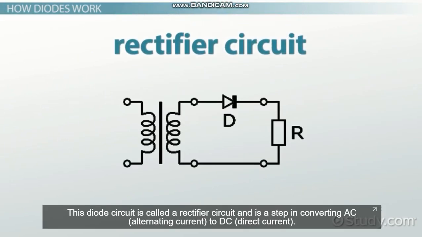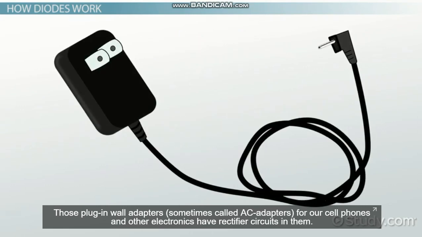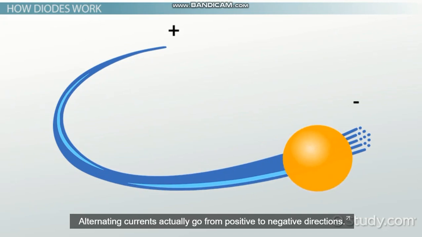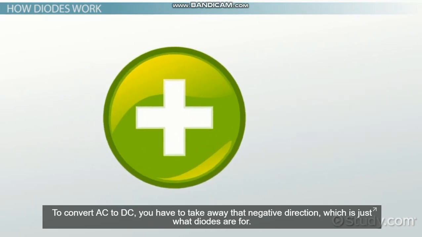This diode circuit is called a rectifier circuit and is a step in converting AC, alternating current, to DC, direct current. Those plug-in wall adapters, sometimes called AC adapters, for our cell phones and other electronics, have rectifier circuits in them. Alternating currents actually go from positive to negative directions. Direct currents, though, need to be in one single direction. To convert AC to DC, you have to take away that negative direction, which is just what diodes are for.